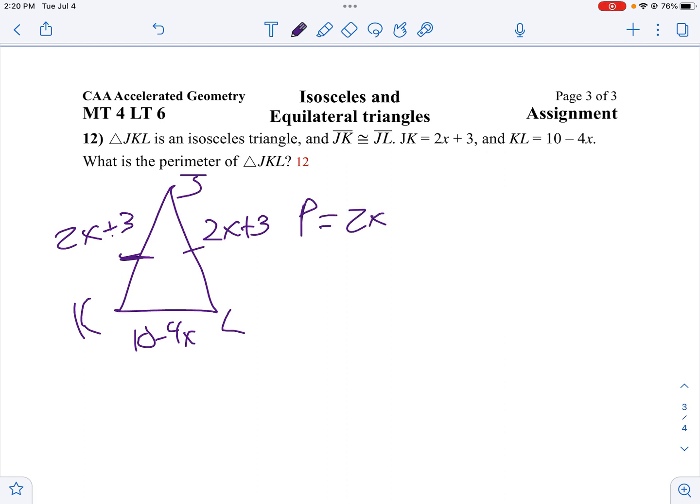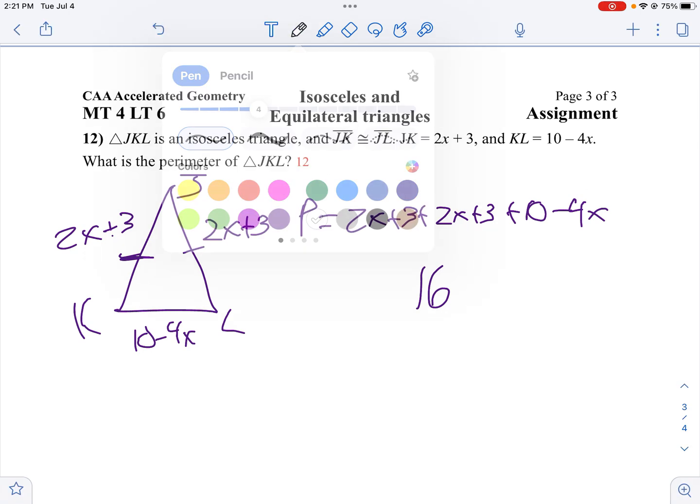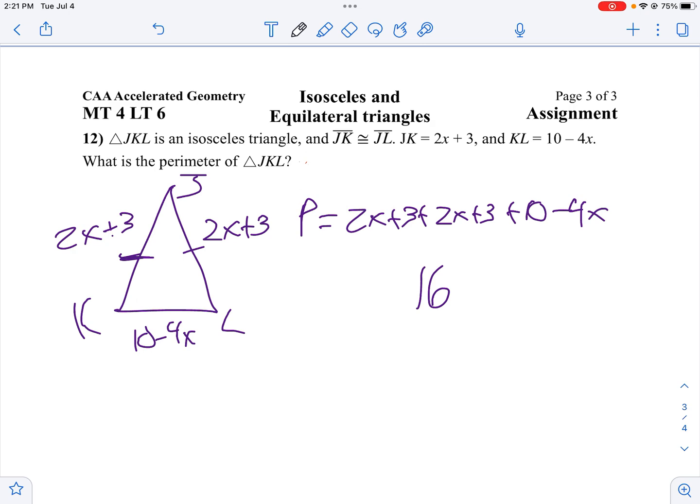So I go 2x plus 3 plus 2x plus 3 plus 10 minus 4x. And something interesting happens here. Notice 2x plus 2x is 4x, minus 4x, I'd have no x's. Now let's just combine all like terms. 3 plus 3 is 6, plus 10 is 16. So my perimeter is 16. I must have mistyped that in. Let me get rid of that so it's not so confusing. And there's your answer: 16.